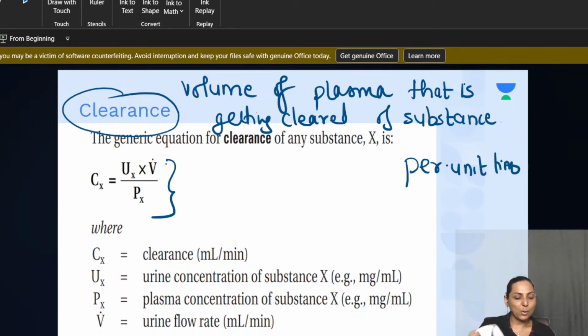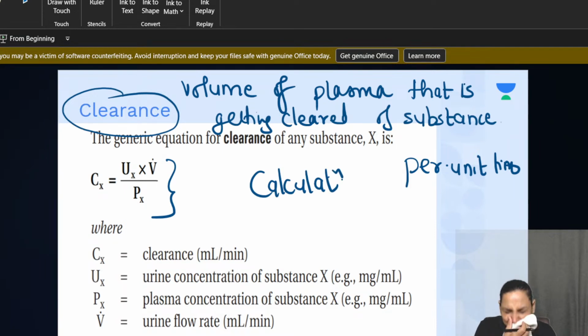Very importantly, concentrate on the units. This can come to you as calculation based; you may be given calculations. This can also come to you as just asking you the formula and the units.